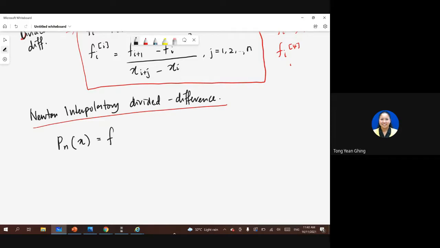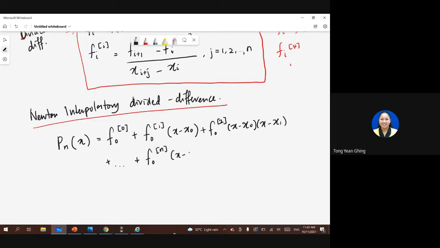n, x equal to f naught 0 divided difference plus f naught 1 times x minus x naught plus f naught 2 times x minus x naught times x minus x1. Okay, so add more, actually it looks like this: f naught degree of n times x minus x naught, it will go up to x minus x1, times x minus x n minus 1.